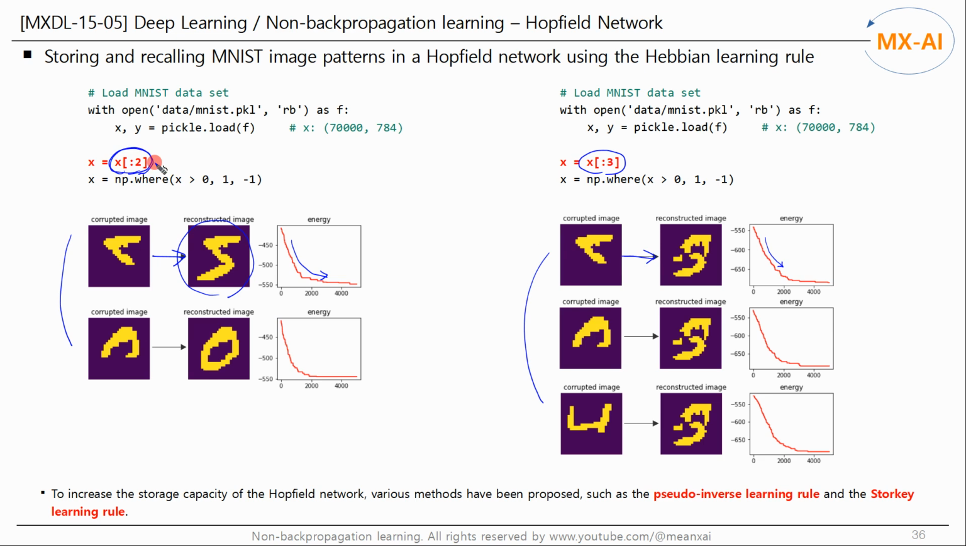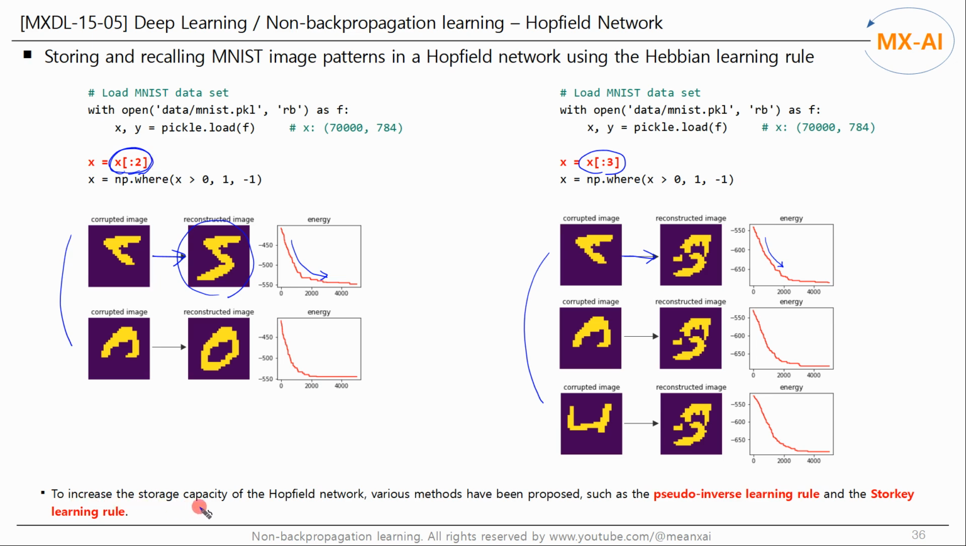In theory, the storage capacity of a Hopfield network with 784 neurons is said to be about 110, but in this experiment, it was only 2. I'm not exactly sure why.